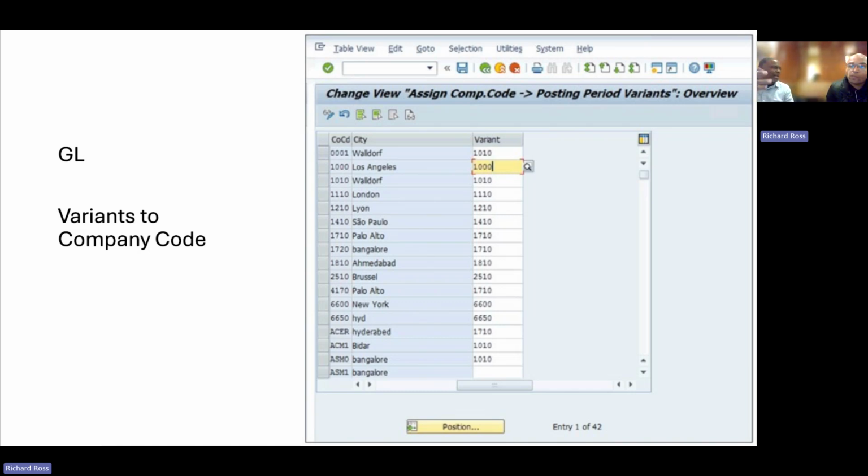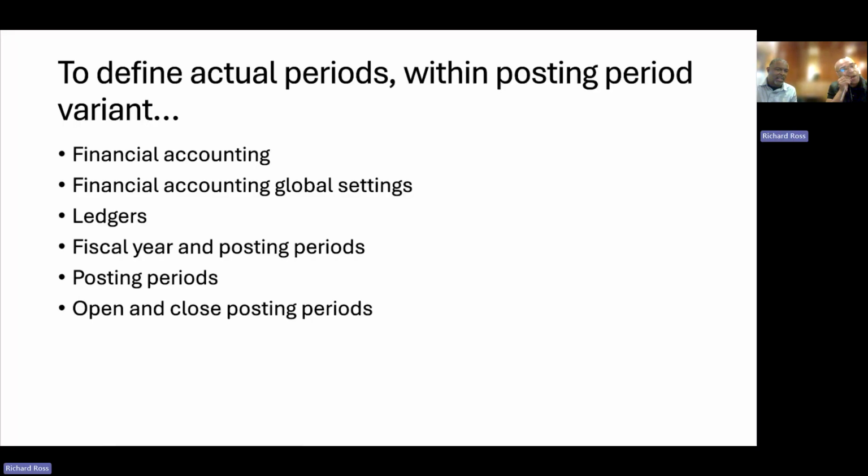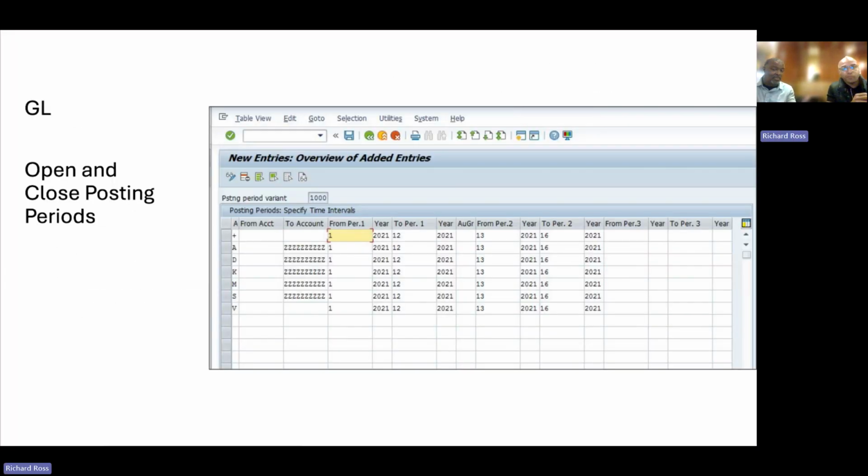So you can close them separately. But if you want to close them all together, then you would assign them all the same variant. Then the person would say, okay, I can close them all at the same time, more efficiently. And this is where you would open and close them. Now, why do you have two of them?